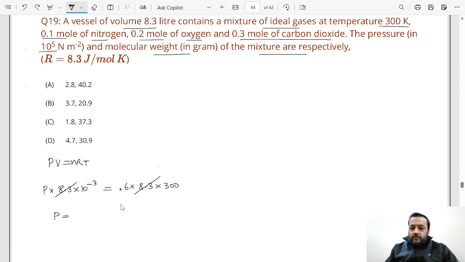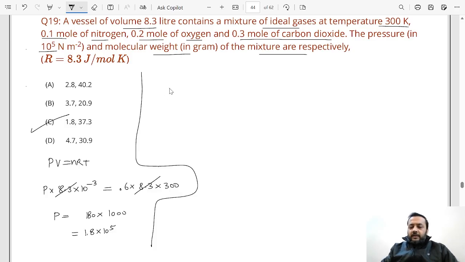Pressure, you can bring this towards right. So 6 into 300 will become 180, and this will become 1000. So you can see that this will be 1.8 into 10 to the power 5. That means pressure will be 1.8 in the multiple of 10 to the power 5. Hence only option C is right. You don't even need to find the molecular weight. But let's just find this.